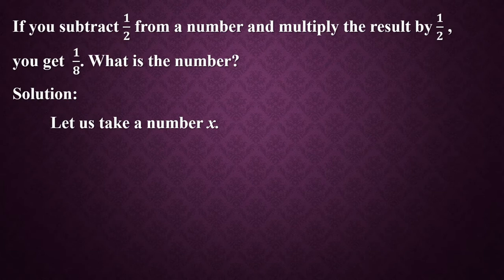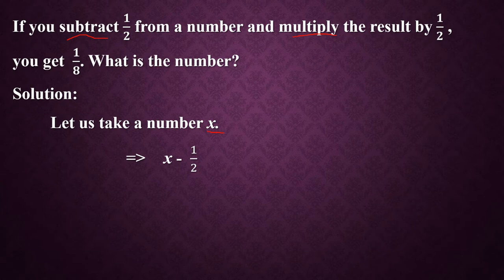Now, we have to make an equation from the question. In the question they have given, if you subtract 1 by 2 from a number, we don't know that number, so we have taken it as x. Here we have to subtract 1 by 2, so x minus 1 by 2. Next, one more clue they have given: multiply the result by 1 by 2.